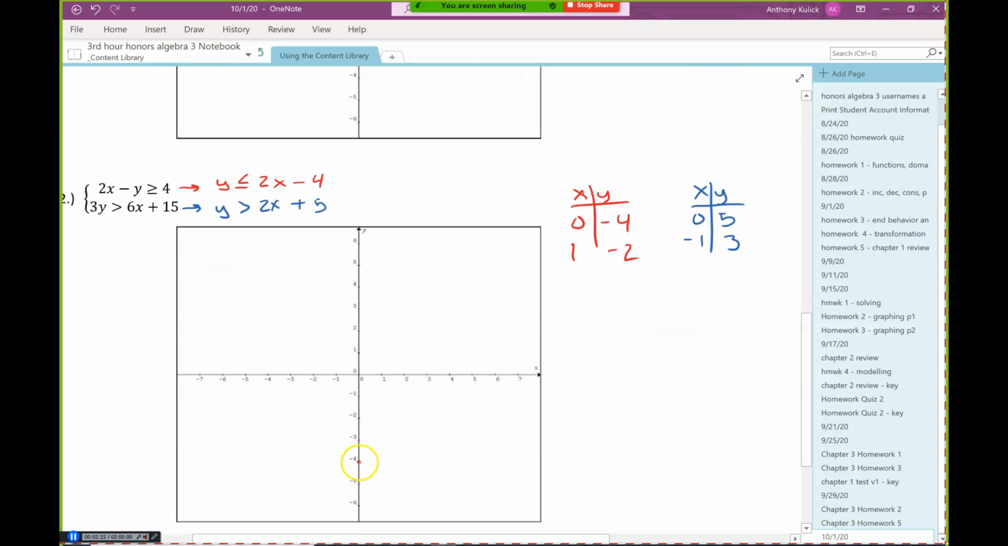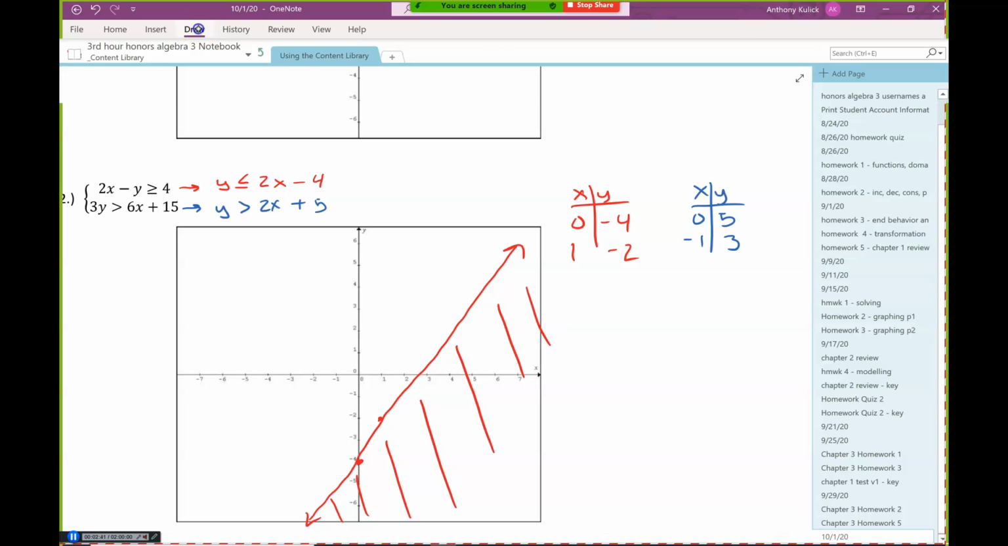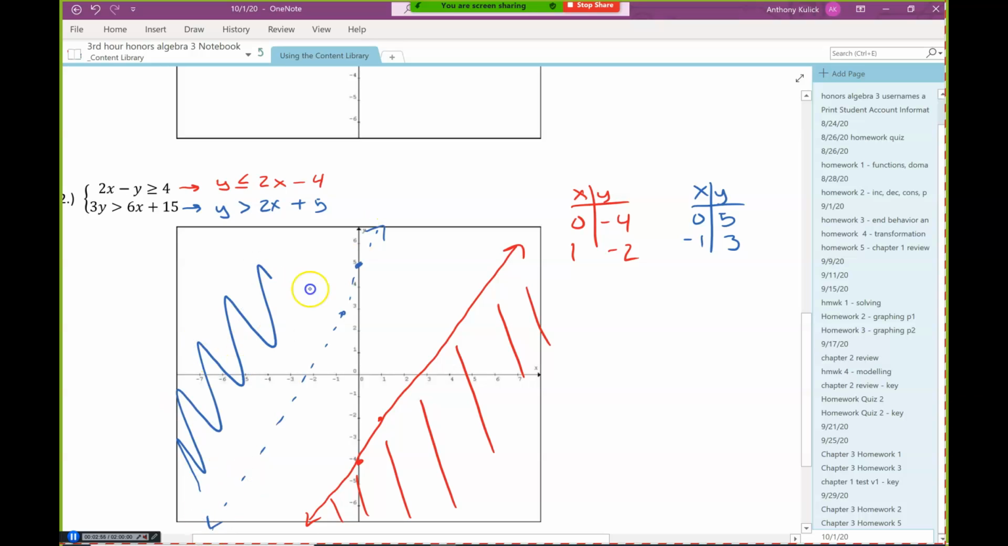Okay, so I have 0, and this is a solid line, so it's going to look kind of like that, because it's an or equal to inequality, which is why it's solid. And then because it's a less than, we should be shading below. Okay, well, there's 0, 5, and then -1, 3. Oops, and this one should be dashed because it's a strict inequality. And here we're shading above.